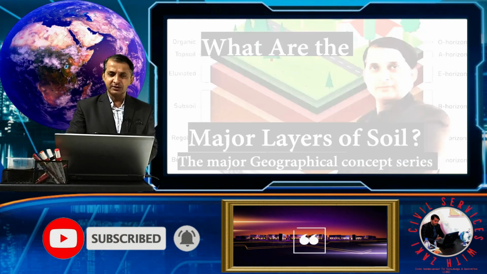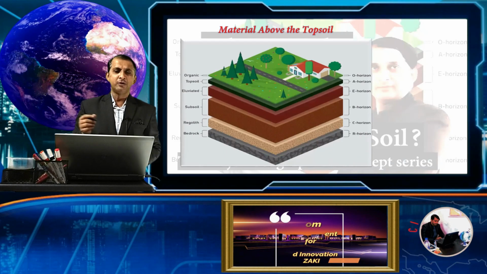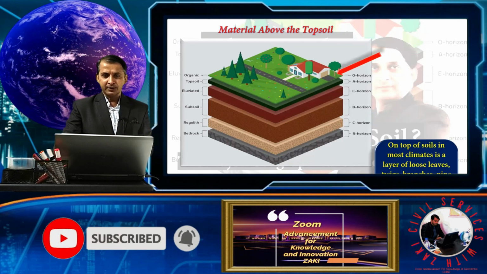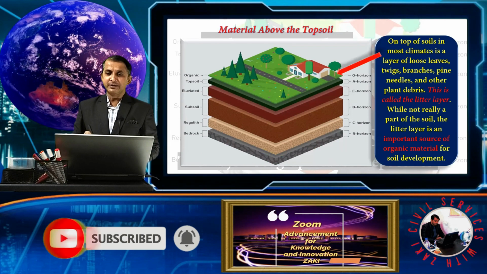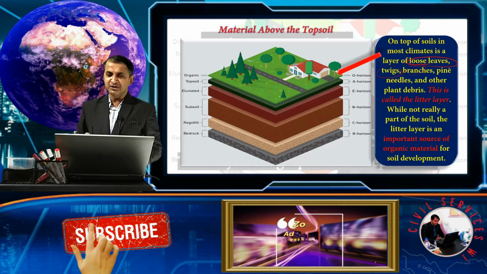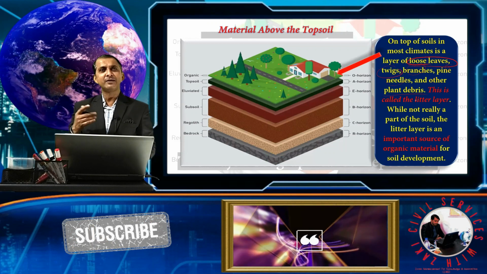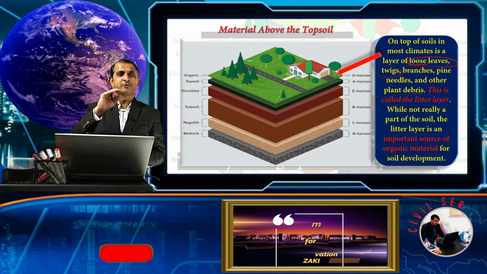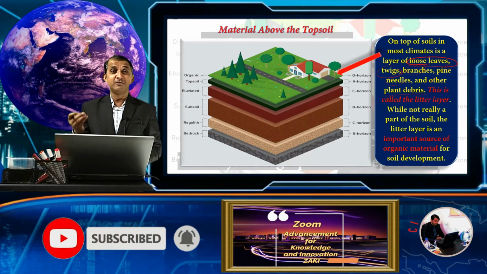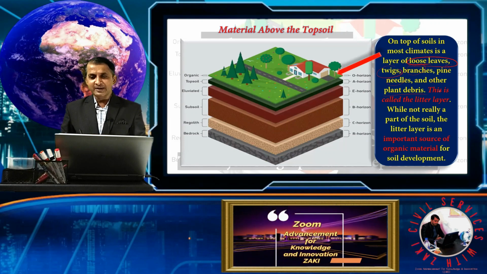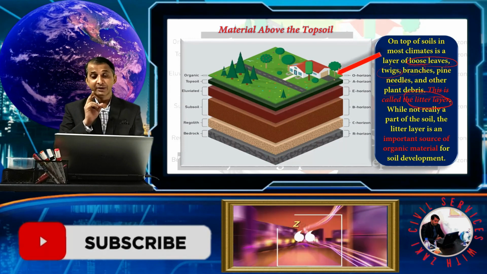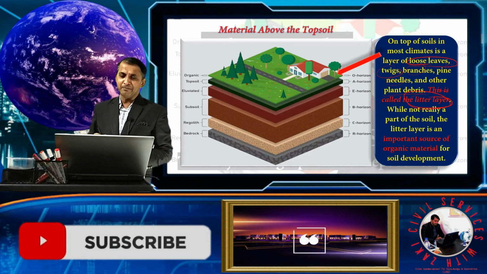So first we see the uppermost layer, the material above the topsoil. Topsoil in most climates has a layer of loose leaves, twigs, branches, pine needles and other plant debris. Basically the top of the soil is filled with some organic material, plants, animals and all that. So this uppermost layer is called the litter layer, while not really a part of the soil.